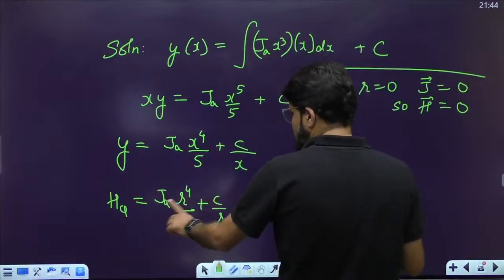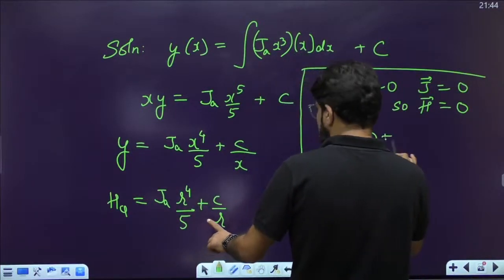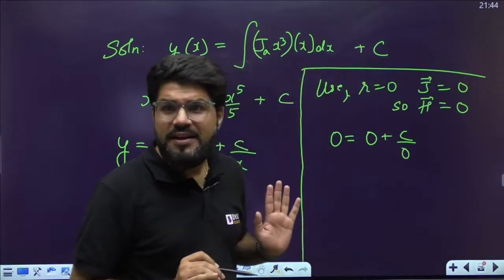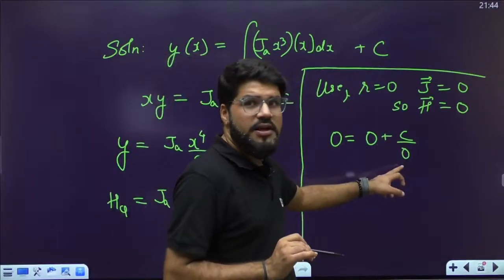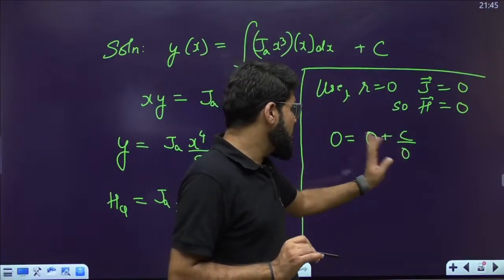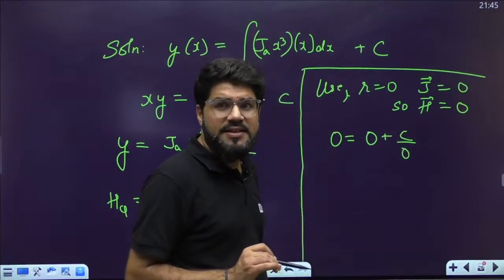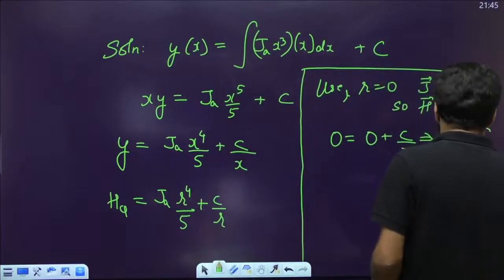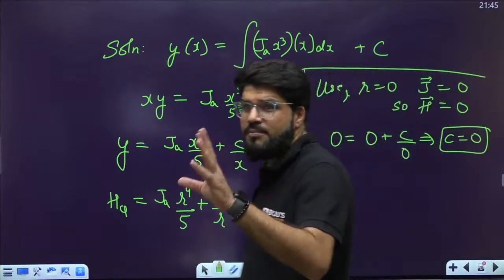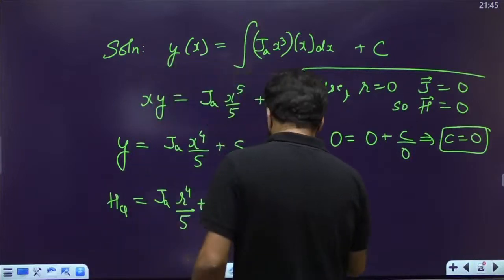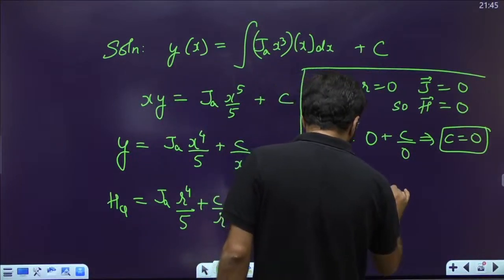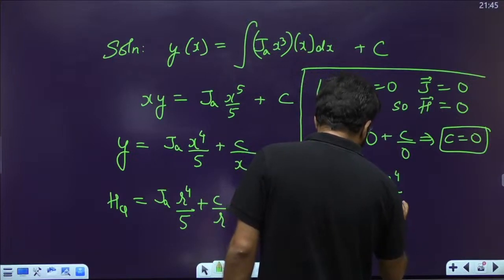So 0 is equal to 0 plus C by R. But C upon 0 can be infinity. If you take C upon 0 as infinity, the left hand side and right hand side don't match. So the only possibility is C will be 0. You have to eliminate the C term, and then your H phi component is J a R power 4 by 5.